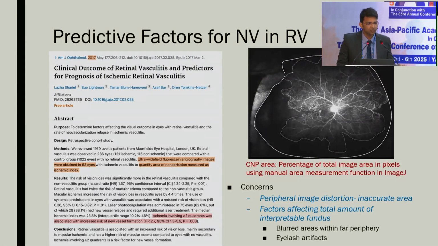However, there are concerns with this model of CNP measurement. There is peripheral image distortion in ultra-wide field imaging, and so the area measurement will be inaccurate in the periphery. And there are factors which affect the total amount of interpretable fundus, because of blurring in the periphery as well as eyelash artifacts.